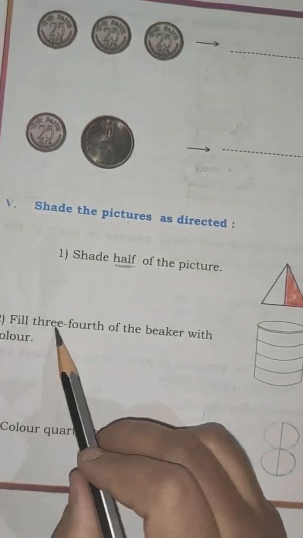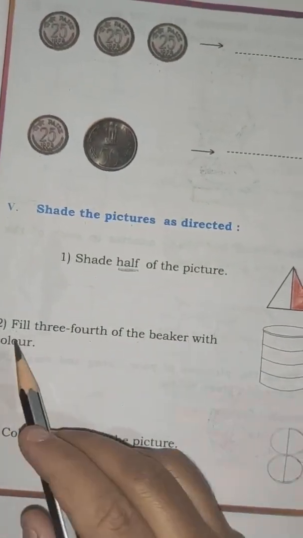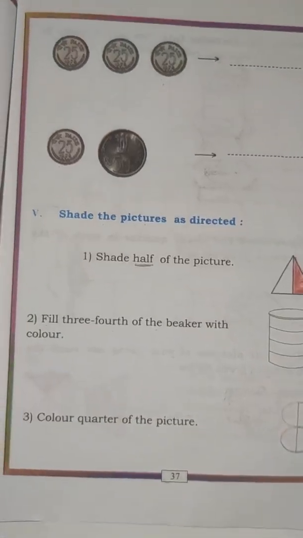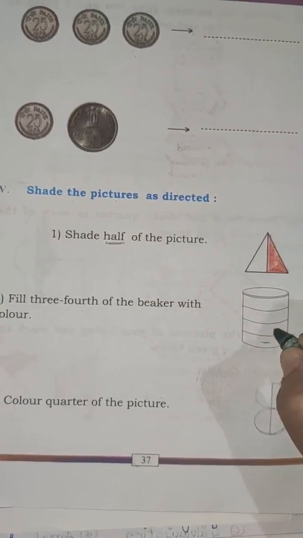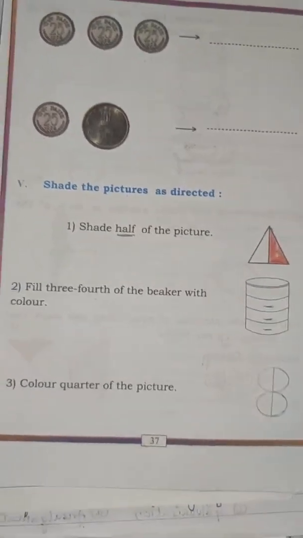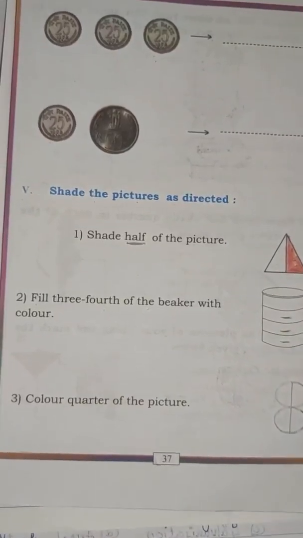Next one is fill 3/4 of the beaker with color. 3/4 means we have to fill this one, this one and this one. Okay. Next one you have to fill by yourself, children. I am just showing you how to do it.